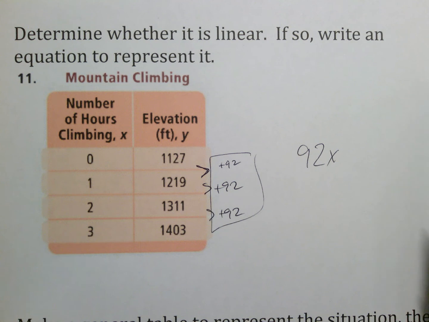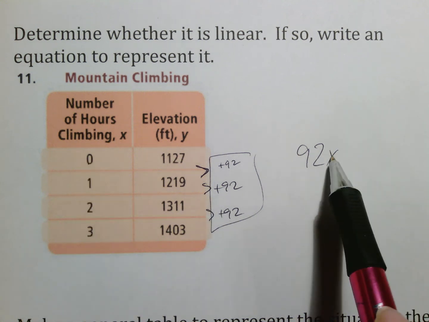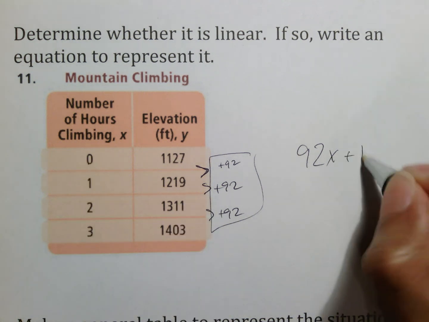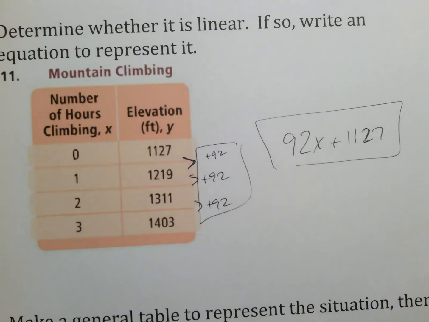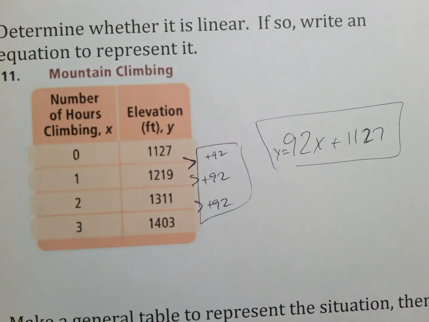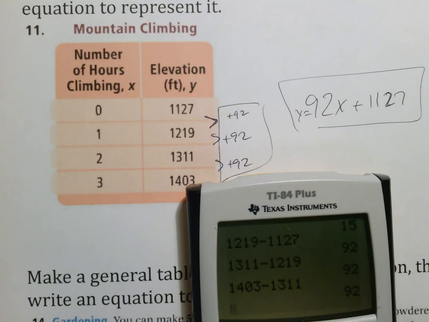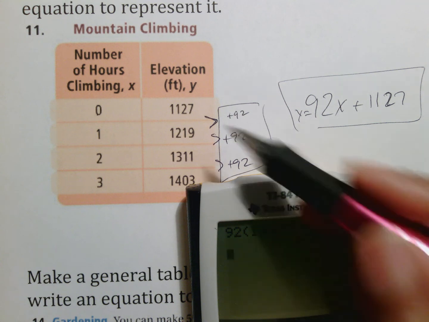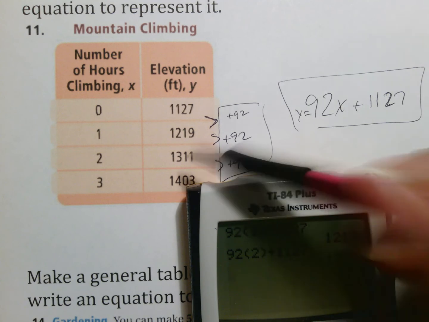From there, you just have to adjust, and it makes it nice whenever we have a 0 there, because 0 times 92 is 0, which means we obviously have to add 1127 to my formula. Of course, that would be y equals whenever you do that on paper. But just to check, 92 times 1 plus 1127 is 1219. One more check, 92 times 2 plus 1127 gives me my 1311, which is there.